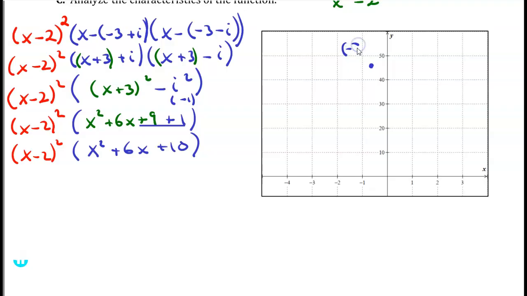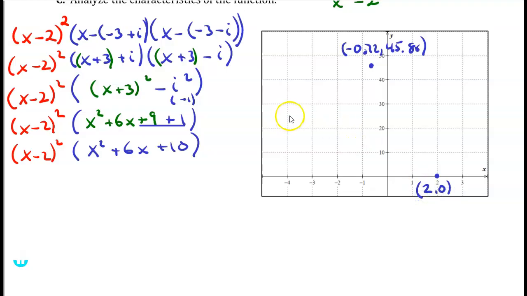So we have -0.72, 45.86. If we did the same thing for the other, I think this one was pretty clear. It was at 2, 0, so that was pretty straightforward by looking at it.